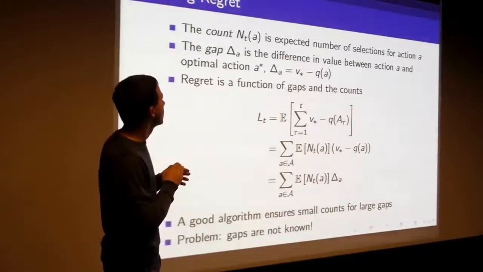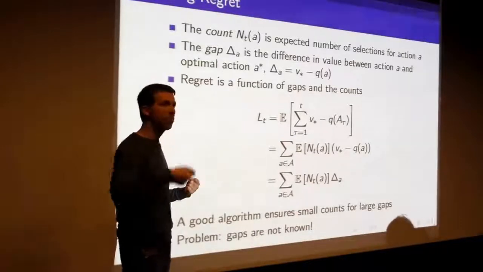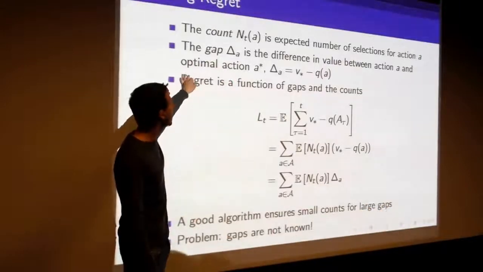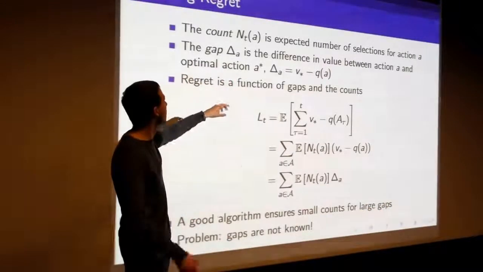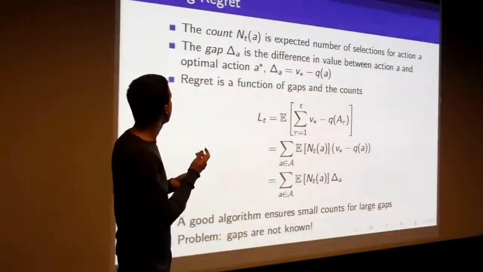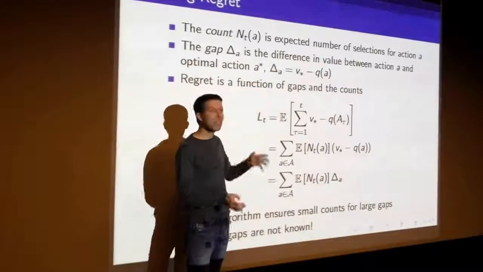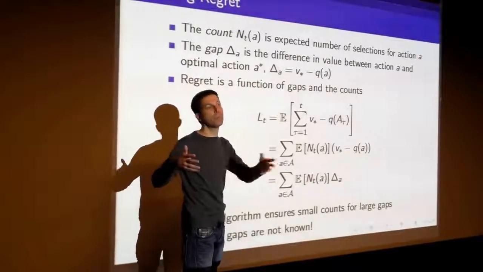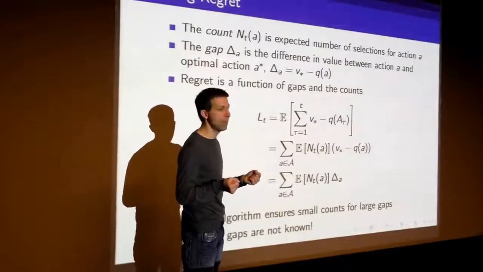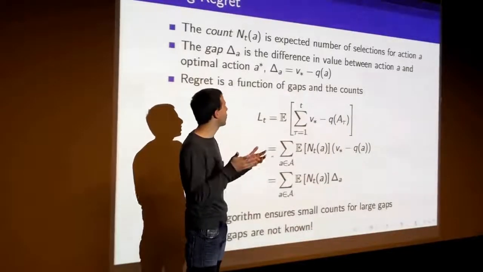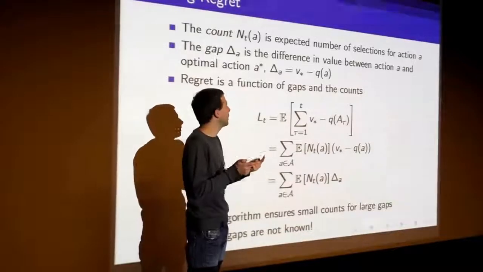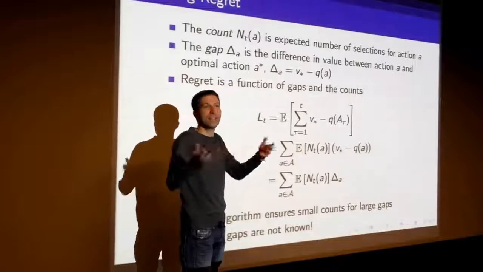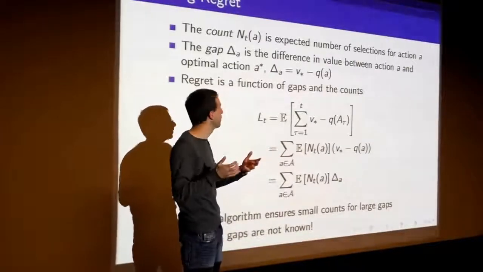So the count is just the number of times we've pulled an arm. So we're going to count the number of times we pull an arm. And we're going to consider this thing called the gap. So the gap is the difference in value between some action A and the optimal action. So it's basically the gap between the best machine I could have pulled and some suboptimal machine. So if I'm wondering what's the gap for machine 3, that's the difference in value between machine 3 and the best machine. So there's some gap. It's like the difference between 80% and 75% again. There's a gap there of 5%.